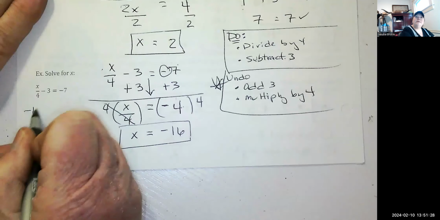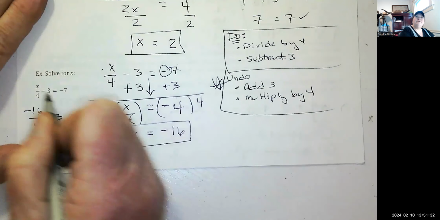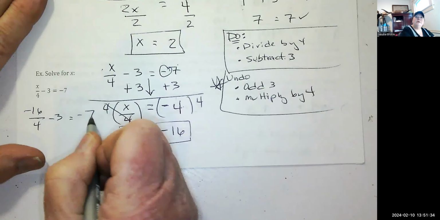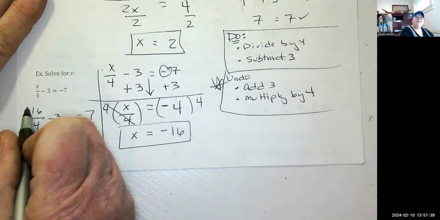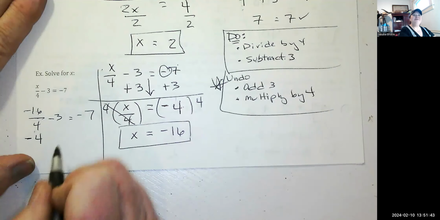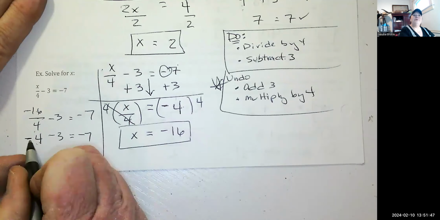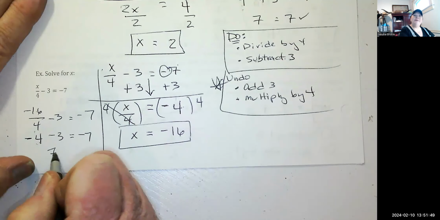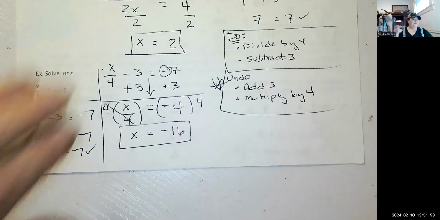We can check this. Just plug in the -16 for x. Just substitute it. All right. -16 divided by 4 is -4. They're opposite signs. Negative divided by a positive is a negative. -4 minus 3 is equal to -7. -4 and -3, they have the same sign, so we add them and keep the sign. Works out great. We're golden.